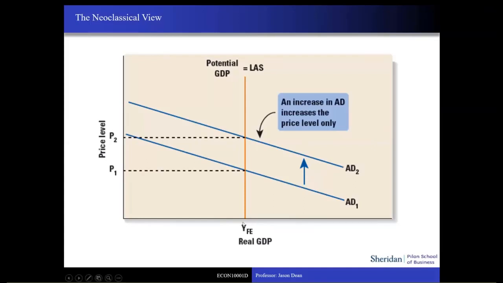So the idea is that if you're at your capacity, then when you increase demand, that's just going to result in higher prices, because prices are just going to get bid up because you're going to have shortages. The firms are already producing at their capacity.